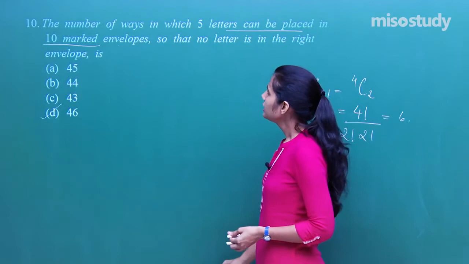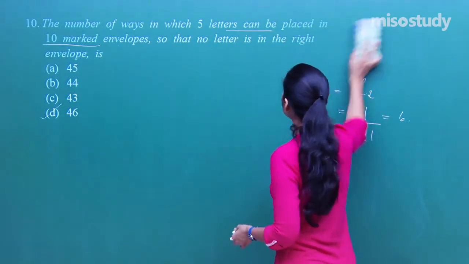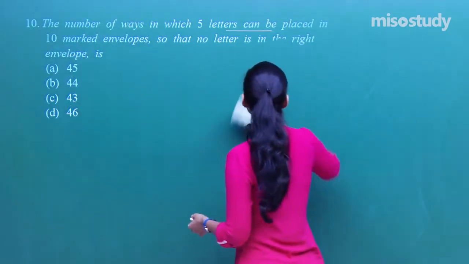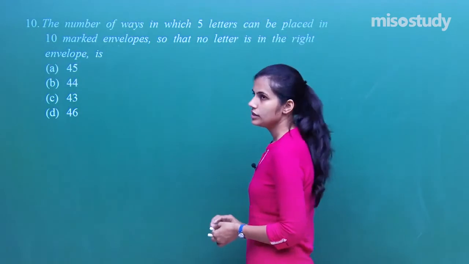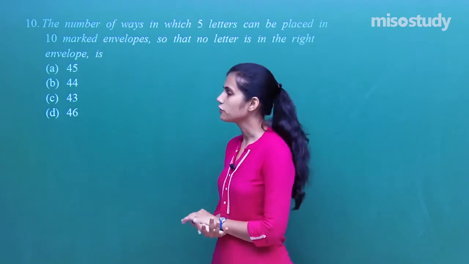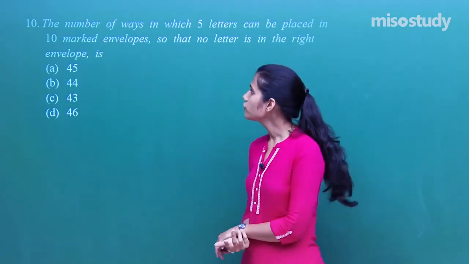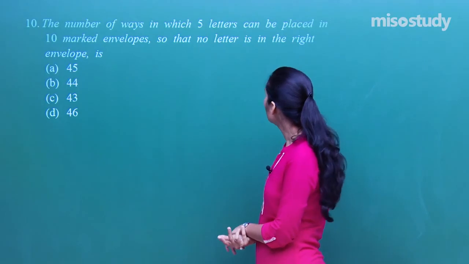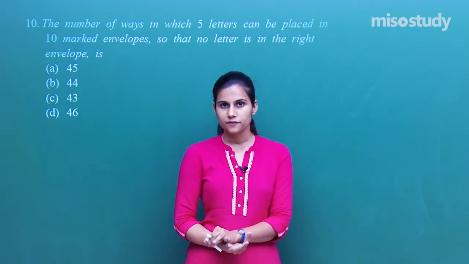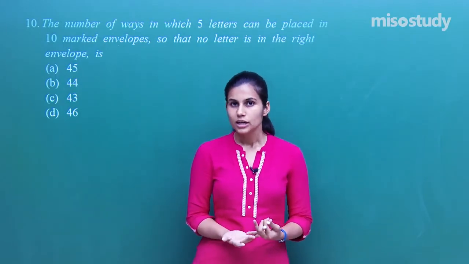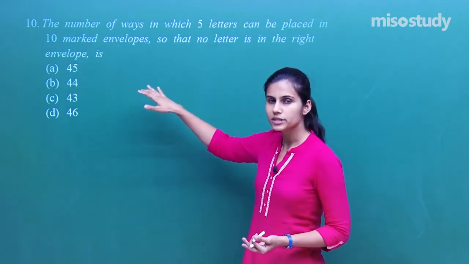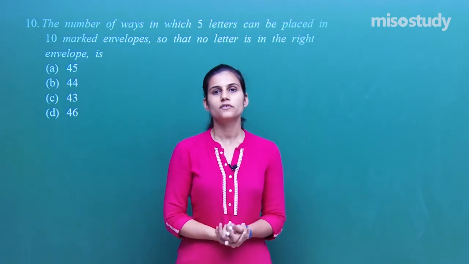Next question we have: the number of ways in which 5 letters can be placed in 10 marked envelopes so that no letter is in the right envelope. So there are 10 marked envelopes and 5 letters which can be placed in these envelopes. What is the number of ways in which you can place them such that no letter is in the right envelope? That means you want to de-arrange them. So the number of ways in which these 5 letters are not put in the correct envelopes is equal to the number of de-arrangements of the 5 objects.